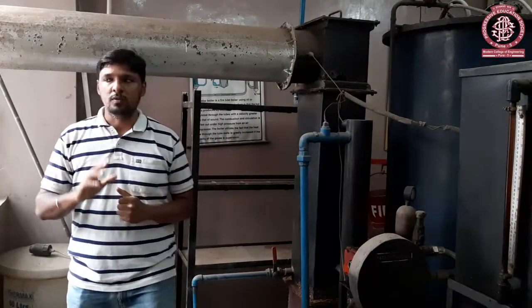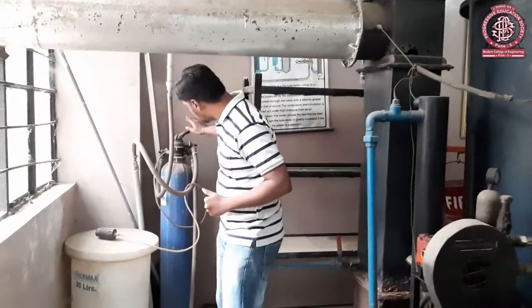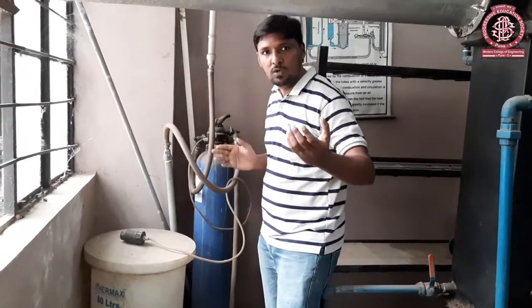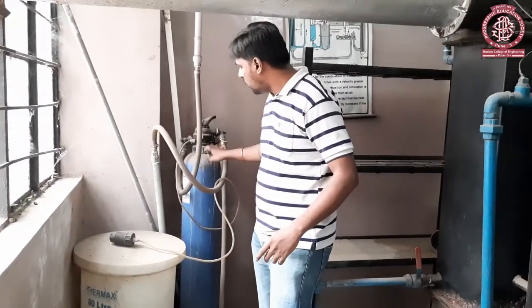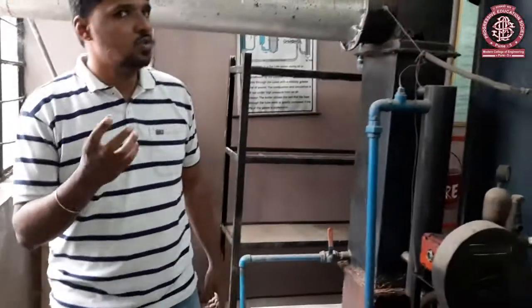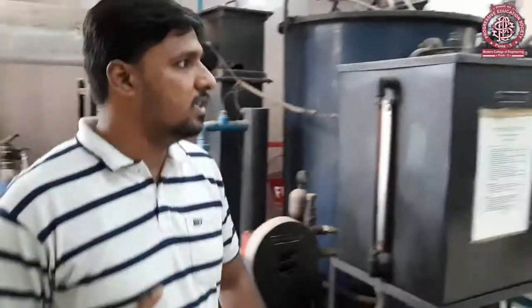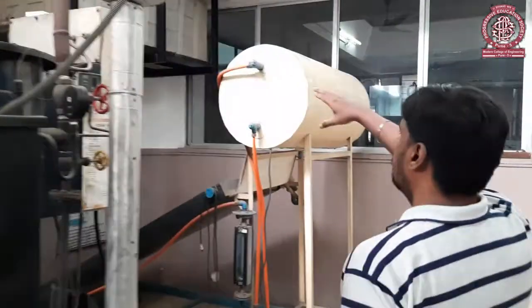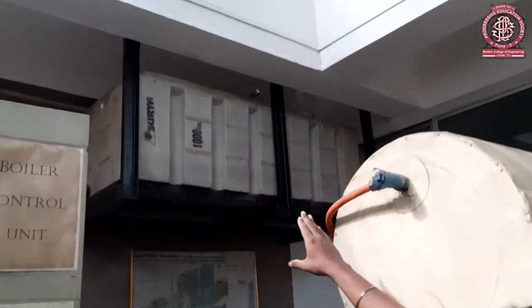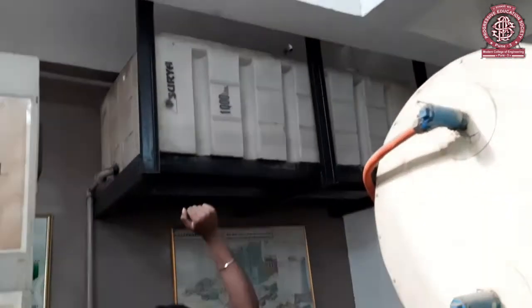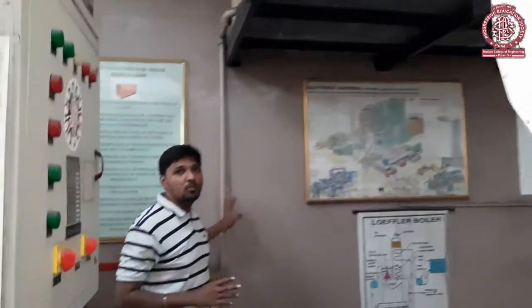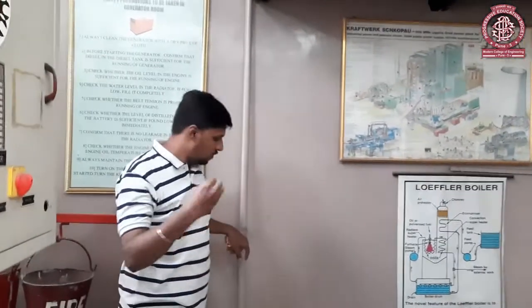We use soft water. So what does this cylinder do? It will remove scales, it will remove salts, so that we get soft water. Then we store that soft water in this tank. We have a 1000 liter tank. Here we store it. From this 1000 liter tank, we supply water to the boiler. We have to feed water to the boiler.